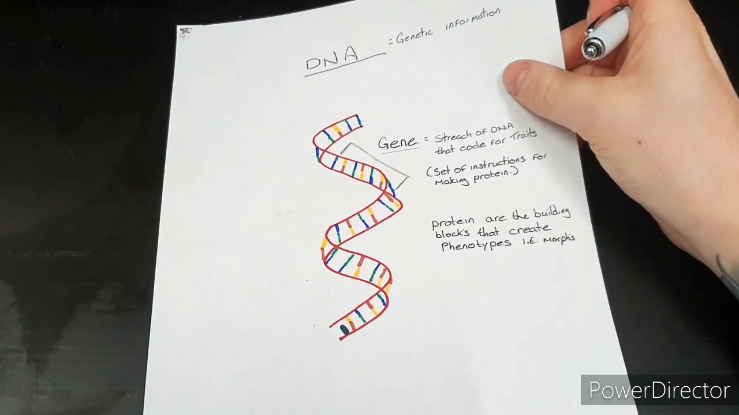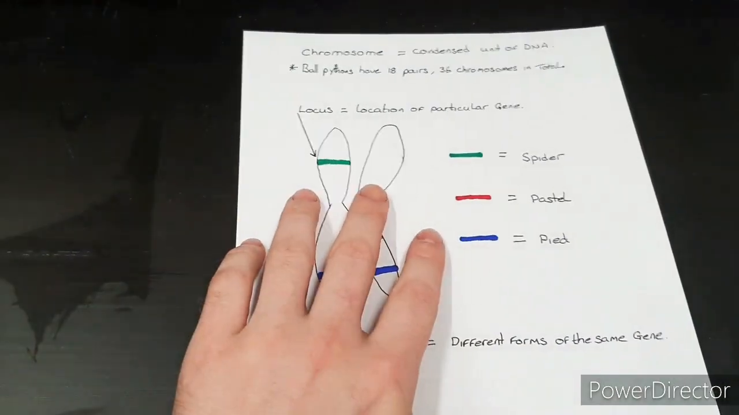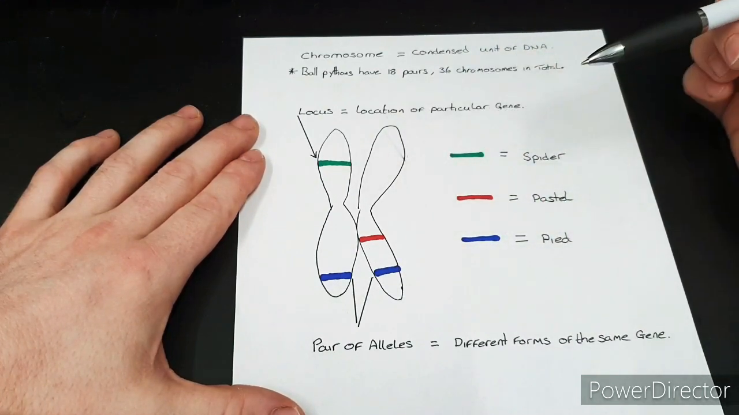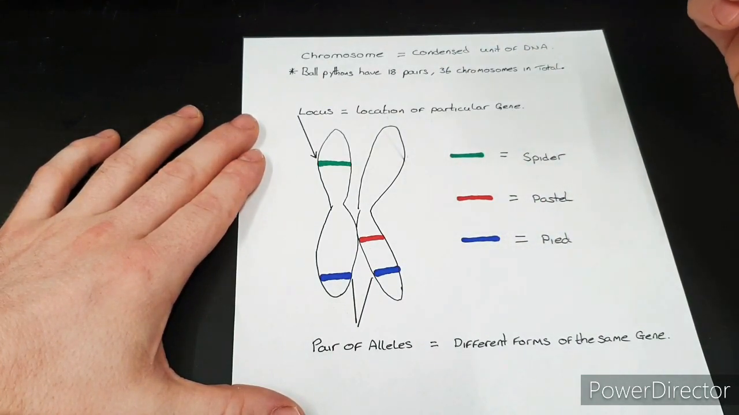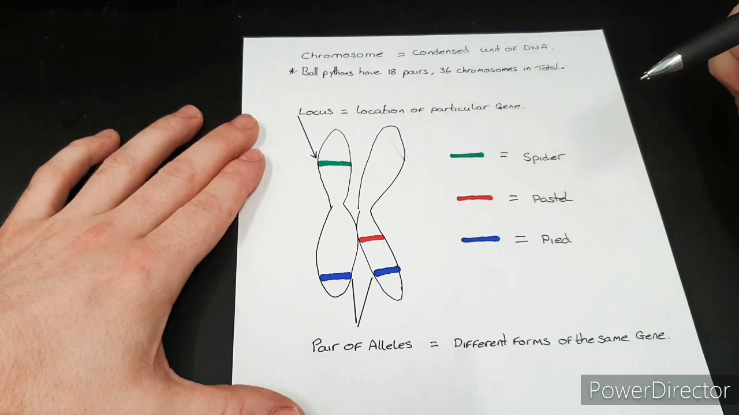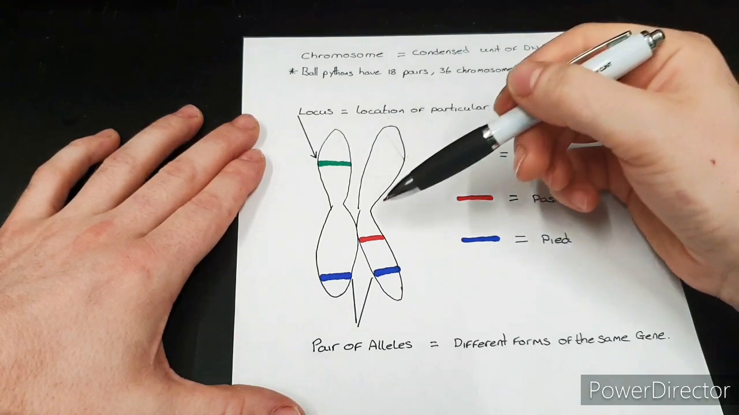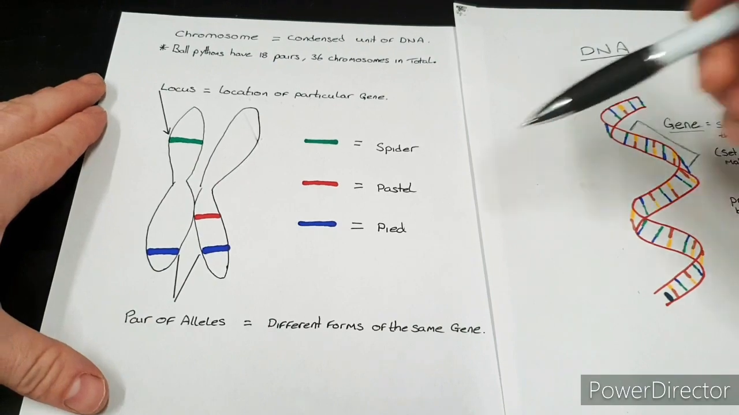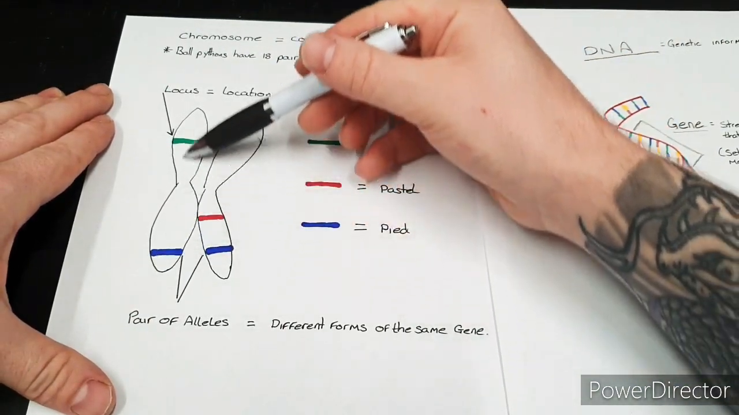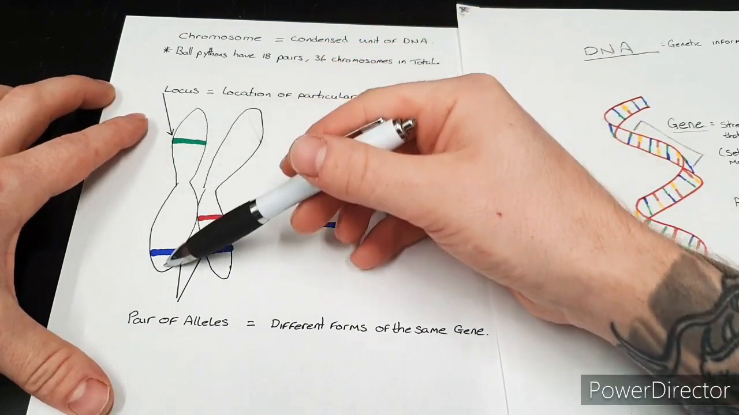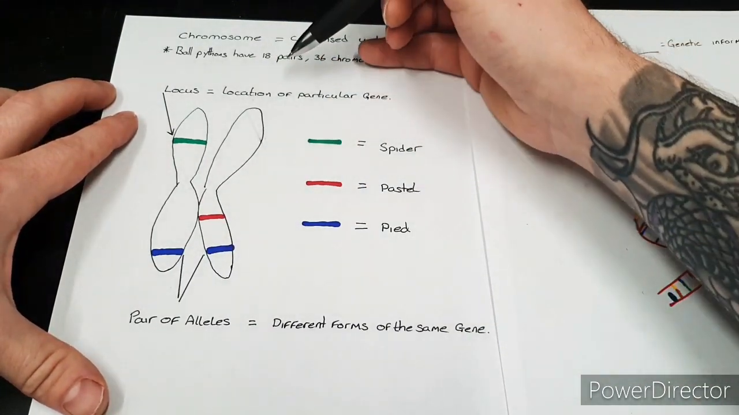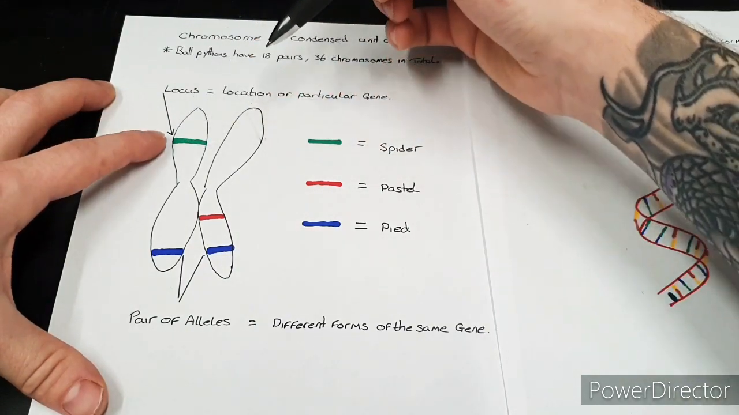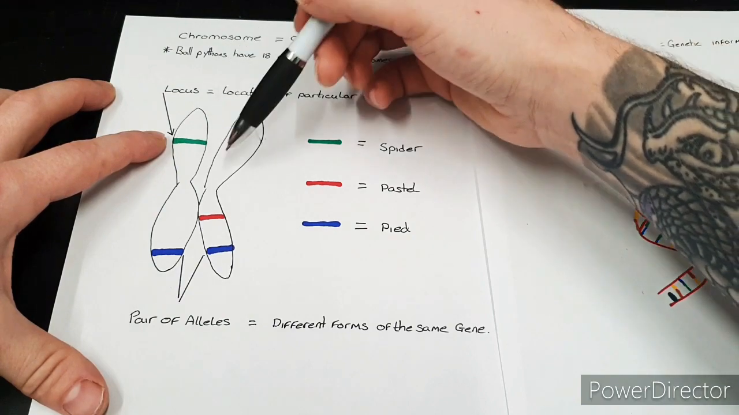So let's have a look at this shape. This shape here is a chromosome. When you're breeding ball pythons, they have 18 pairs, so that's 36 chromosomes in total. All this is DNA compressed into one chromosome, and same on the other side, one from the mum, one from the dad. Simple as that. These areas marked here, these are known as the locus. So this is the area where the gene is located.